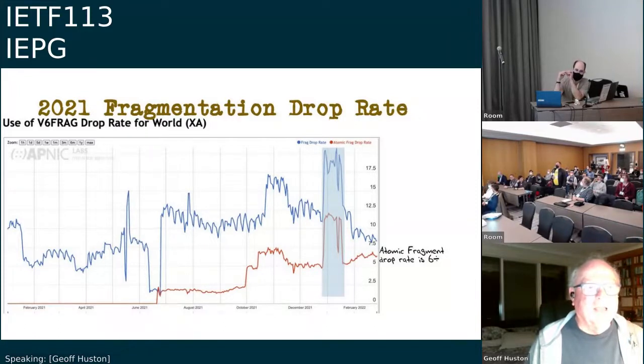This is the atomic header drop rate, which is the null fragment. It's in red. And as you see, there's a component of drop which is, this is a fragment, I don't like it. And there's a component of drop that says, you put in a fragment header, even though it's not a functional fragment, I don't like it. And the atomic fragment drop rate certainly is high, 6%, but it's lower than the actual substantive fragment drop rate.